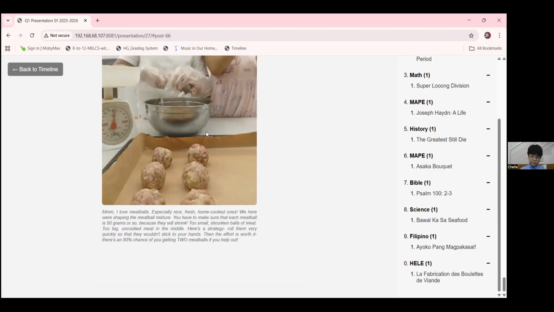And sadly though, the meatballs would shrink. So you shouldn't make it too small because you're gonna get this size meatballs. If it's too big, there's gonna be raw meat at the center, and if you bake it some more, the outside will be dry. So you have to make it medium sized, so that it's moist all throughout. Okay, that's it. Thank you for listening.